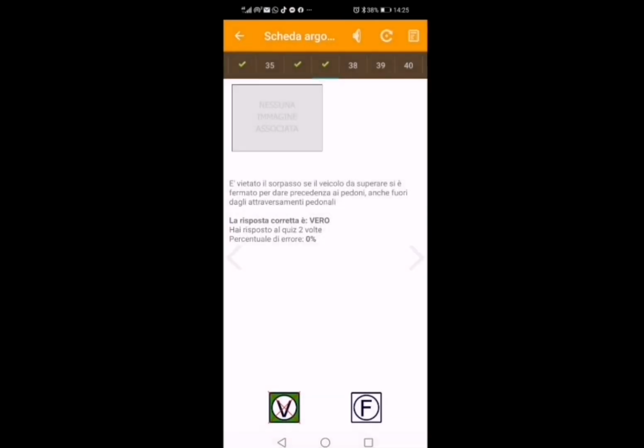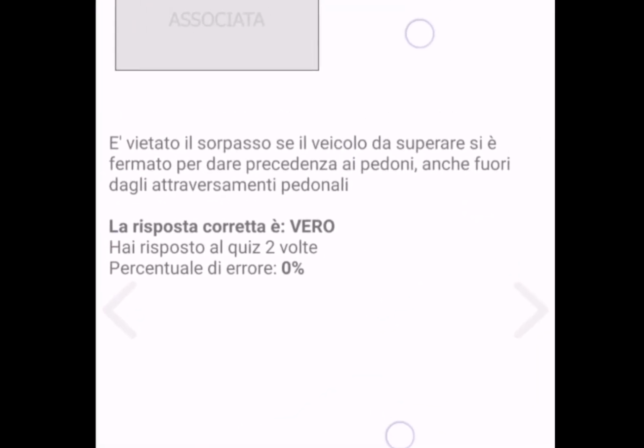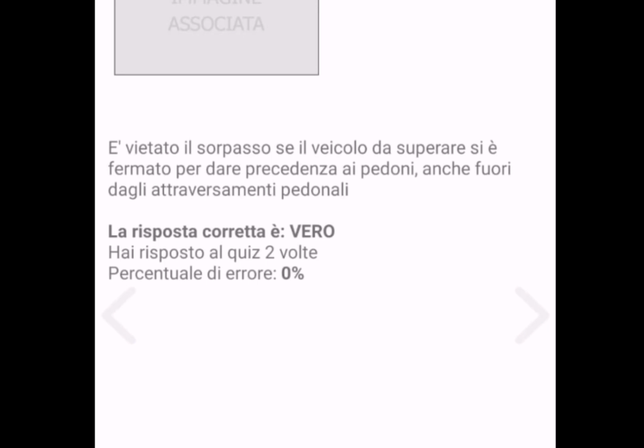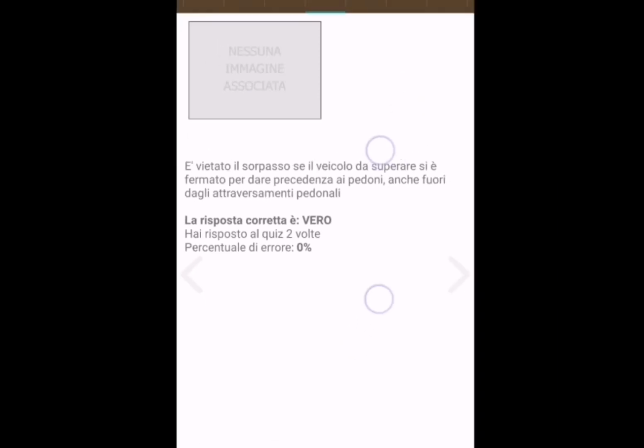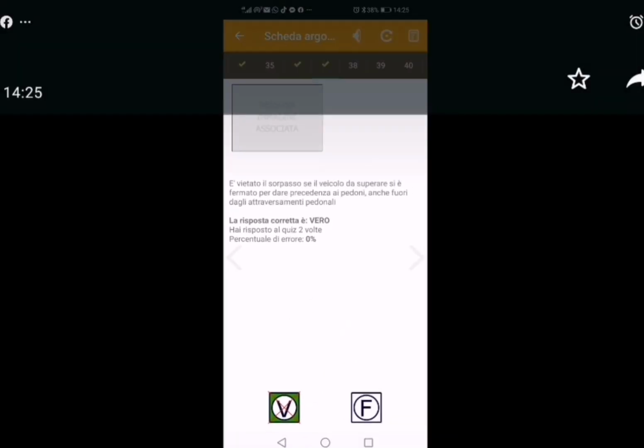Okay. Quickly, this one we are going to take a few more. È vietato il sorpasso se il veicolo da sorpassare si è fermato per dare precedenza ai pedoni, anche fuori dagli attraversamenti pedonali. He said that you must not overtake a vehicle that stops for pedestrians to cross, even if the pedestrians are not crossing on the pedestrian crossing. If a vehicle stops for them to cross, you are supposed to stay behind that vehicle. And it is true.